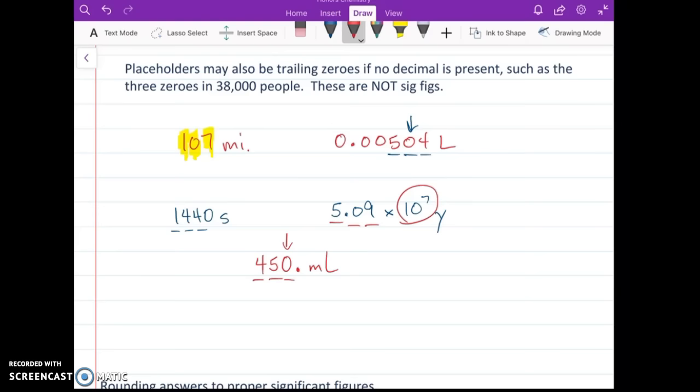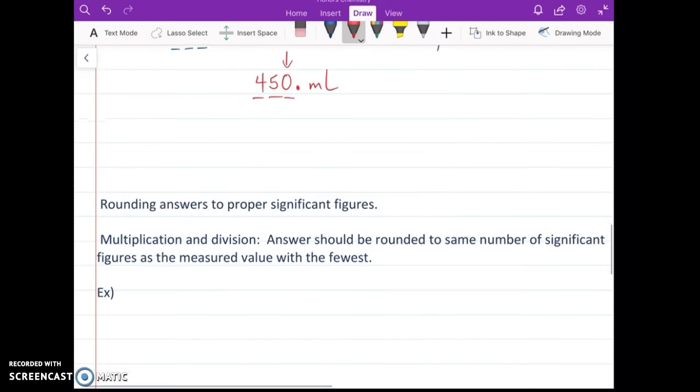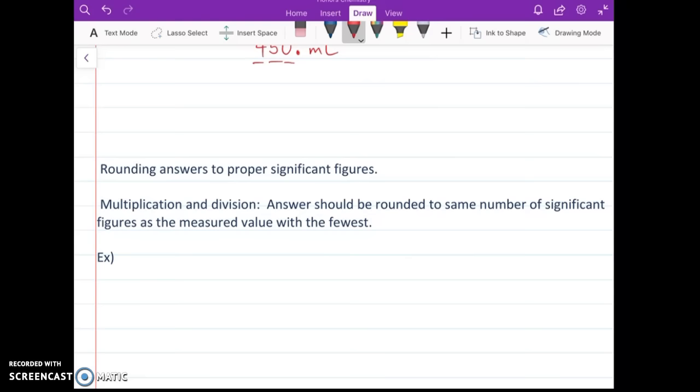Okay, the last thing we're going to talk about is rounding your answers when you do math to account for significant figures. So how do we round our answers to show the proper number of significant figures? Because that is important. When you did math in the last lab activity, you had to calculate, I think, a mass, a density, a volume, and you had to use measurements in doing that. So when you use those measurements and you calculate your answer, number one, you want to know where to round it. And then number two, you want to round it properly so that your answer reflects how precise your measurements were. So the rule is, with multiplication and division, your answer should be rounded to the same number of significant figures as the measured value with the fewest.